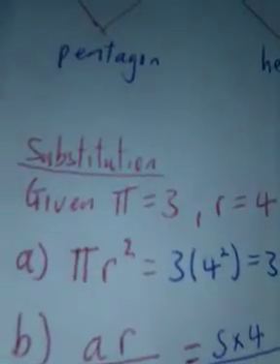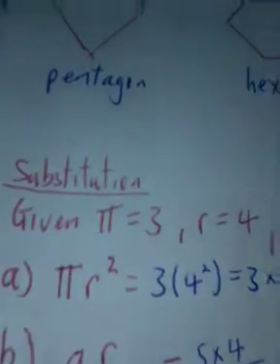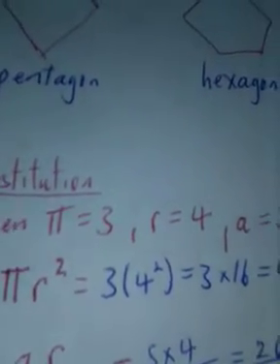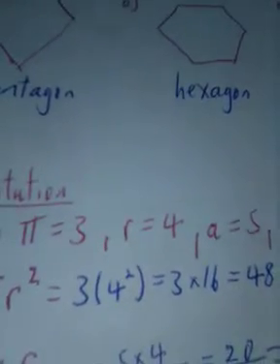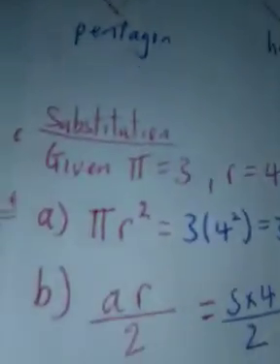Substitution. Given pi is equal to 3, r is equal to 4, a is equal to 5, and e is equal to 2. Solve the following. Pi r squared, which is the area of a circle. Pi is equal to 3 times r squared means 4 times 4. 4 times 4 is 16. 3 times 16 is equal to 48. You can do the arithmetic on your own.